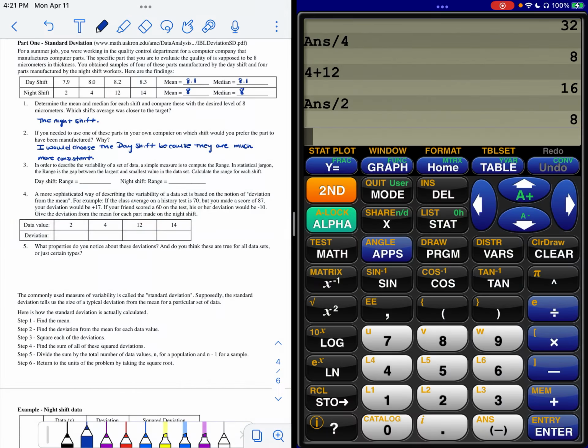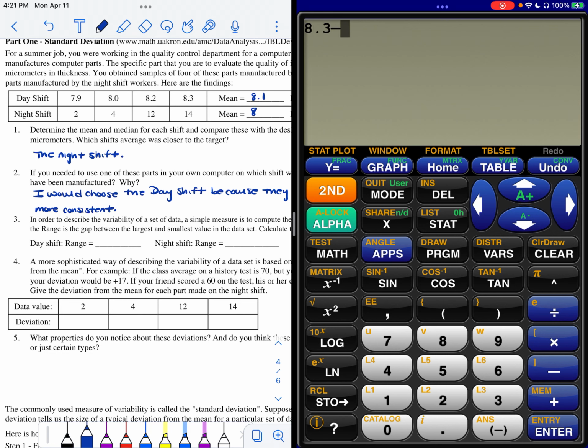All right, so for the day shift, our largest number was 8.3. And our smallest number was 7.9. So that difference is only 0.4 for our range. Okay. Now the night shift, our largest number was 14 and our smallest number was 2, which gives us a range of 12.